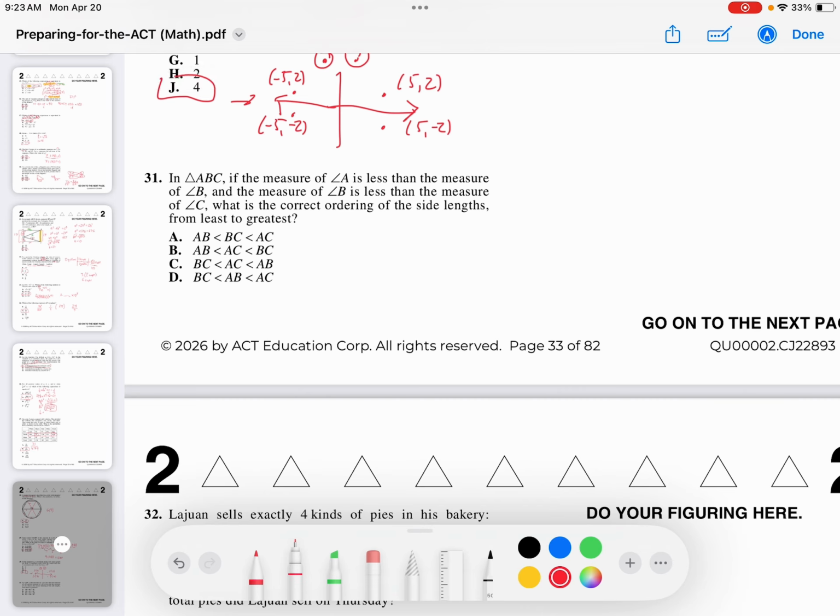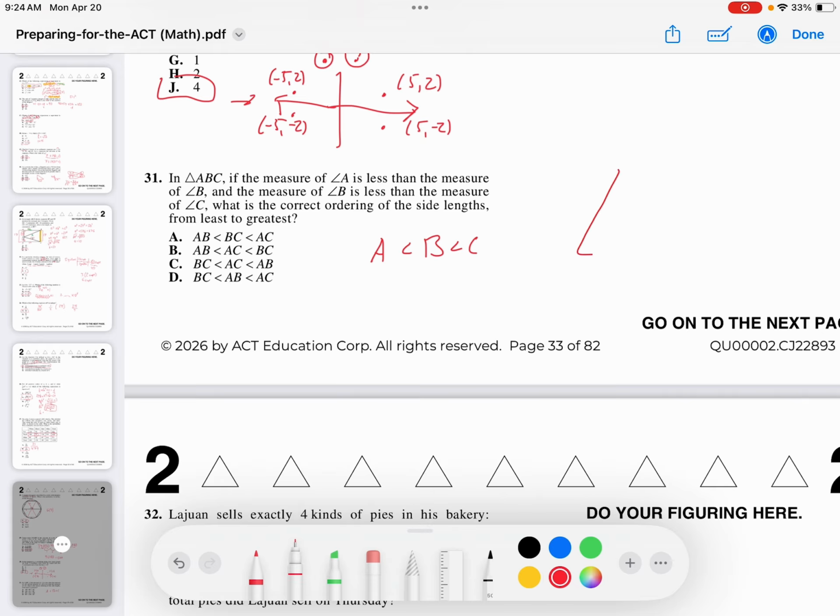Let's see. In triangle ABC, if the measure of angle A is less than the measure of angle B, and the measure of angle B is less than the measure of angle C, what is the correct ordering of the side lengths from greatest to least? So let's see. A is less than B, and B is less than C. Oh, the side lengths. Okay.